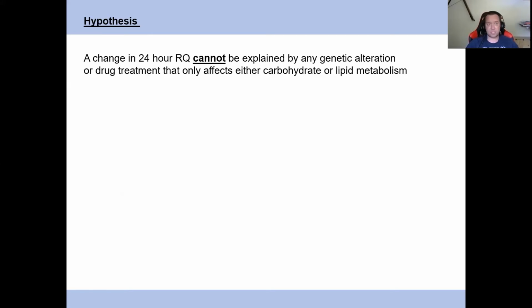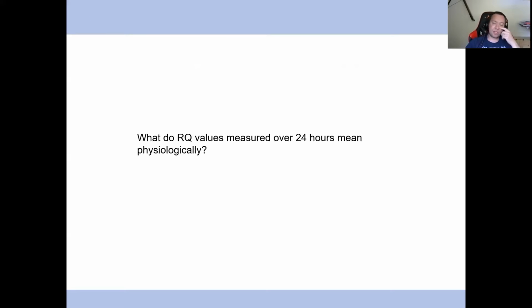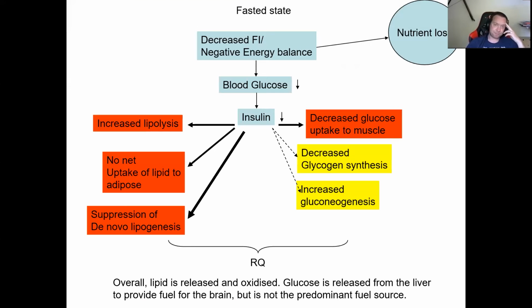So the hypothesis is a change in this 24-hour average RQ cannot be explained by any genetic alteration or drug treatment that only affects either carbohydrate or lipid metabolism. So it doesn't matter how heavily you nuke beta oxidation, for example, you're not going to change your average RQ over the circadian cycle, certainly not in the long run. So why is this? So what do the RQ values measured over 24 hours mean physiologically?